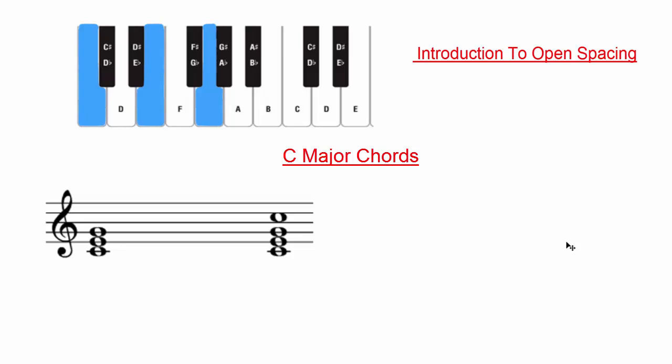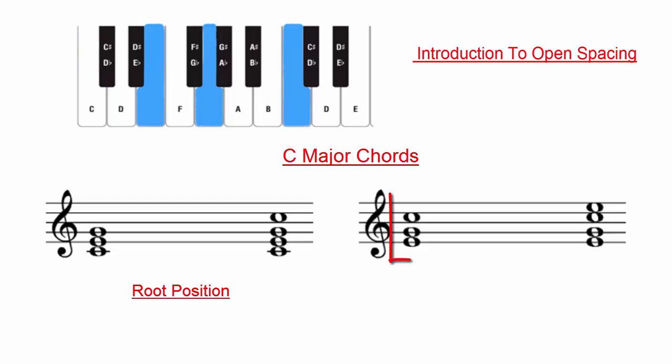In this example, we are going to take the root of the chord, which is a C, and double it an octave higher. Doubling a note does not affect the quality of the chord. We are still dealing with a C major chord. Doubling a note can affect the inversion. However, in this example, the root is still the bottom note, meaning that we are in root position.